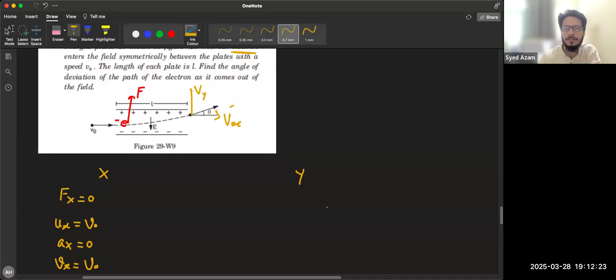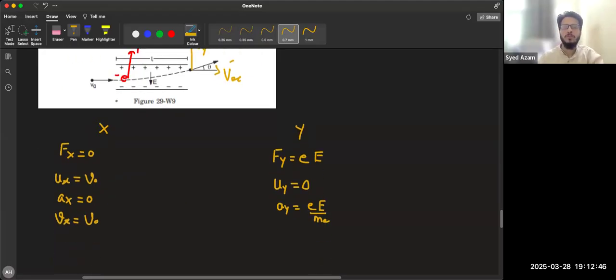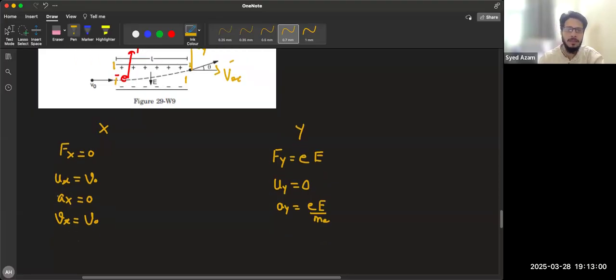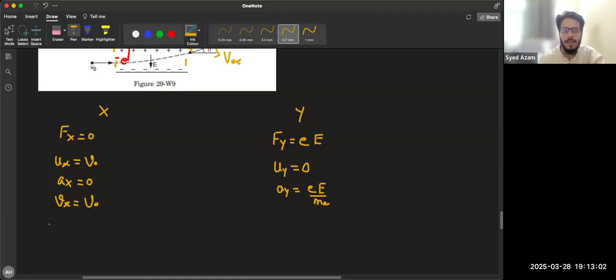Now let's come to the y-axis. Along the y-axis, there is a force that you can calculate as eE, where e is the charge of the electron and capital E is the electric field. Initial velocity along the y-axis is 0. Acceleration along the y-axis is eE by mass of electron. Next, when an electron moves from one plate to another, what is the distance that this electron covered along the x-axis, Mira? From here to here, the electron covered L.